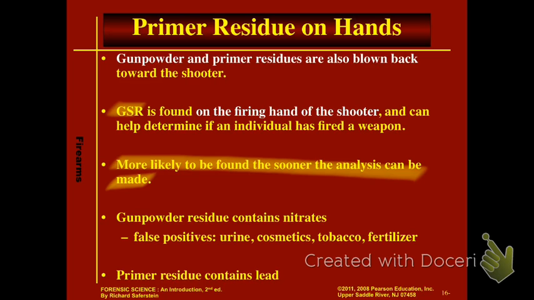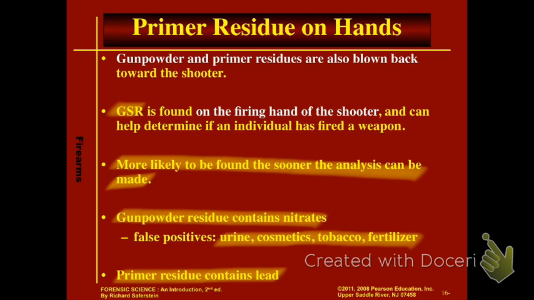Gunpowder residue contains nitrates, and nitrates are found in a lot of different other substances. So just a test for nitrates will give you some false positives. Nitrates are also found in urine, cosmetics, tobacco, and fertilizer. So someone could be working with any or all of these items and come up with a positive nitrate test. So really what needs to be tested for is powder residue and primer residue, which mainly contains lead, but there are other elements that are found as well.